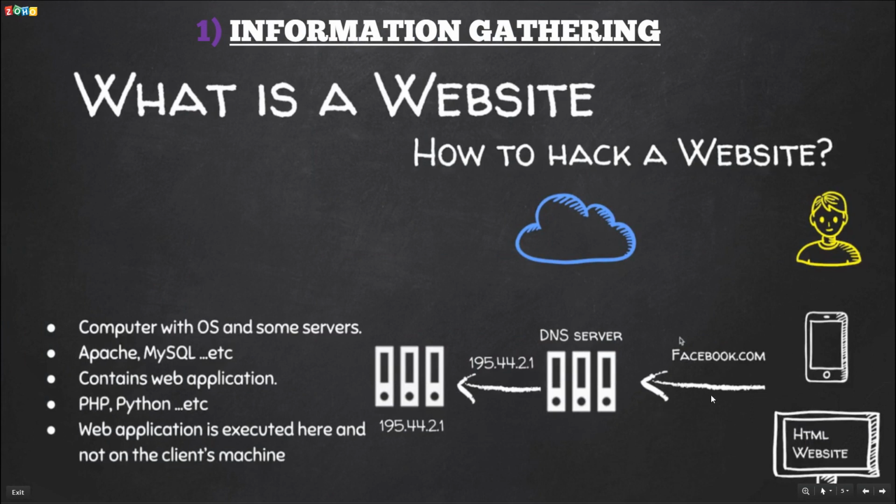Now we take an example. If you enter facebook.com in your phone or tablet or PC, then facebook.com goes to the DNS server, and the DNS server converts facebook.com to its corresponding IP address. Then the IP address goes to the corresponding server, and on the server side the web application is executed, not on the client side. The web application is executed on the server side, but JavaScript is also executed on the client side. Now I think you got an idea of the basic working of a website.